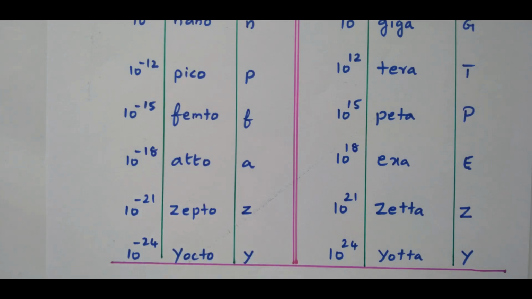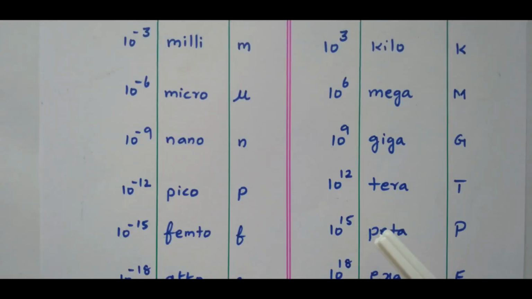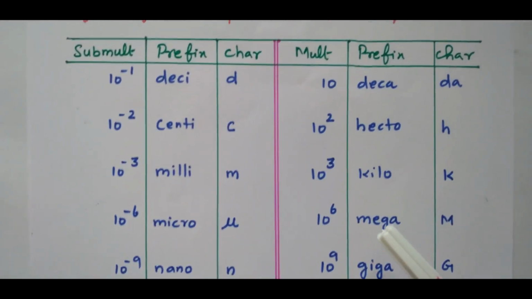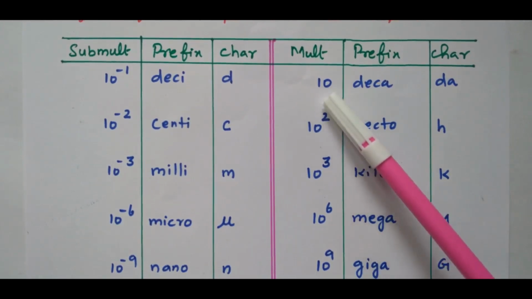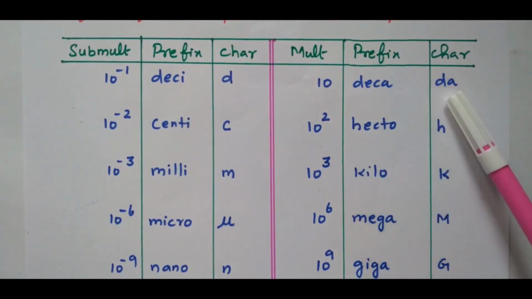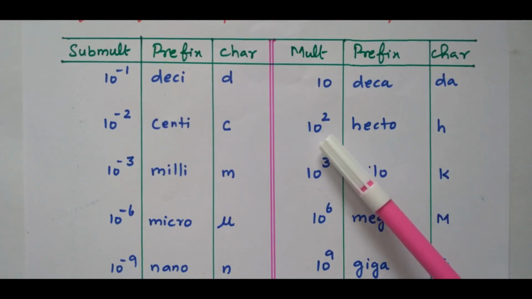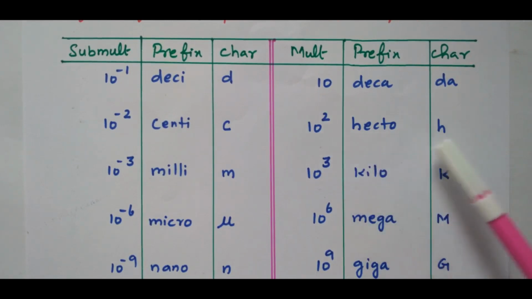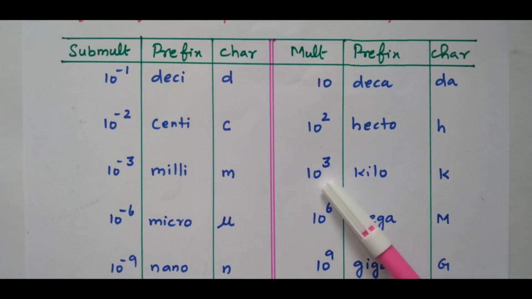So we can represent the units by using these prefixes, from 10 to the power minus 1 to 10 to the power minus 24. Similarly, the positive multiples are also available. 10 to the power 1 means deca, da. 10 to the power 2 means hecto, h. 10 to the power 3 means kilo, k. 10 to the power 6 means mega, M.